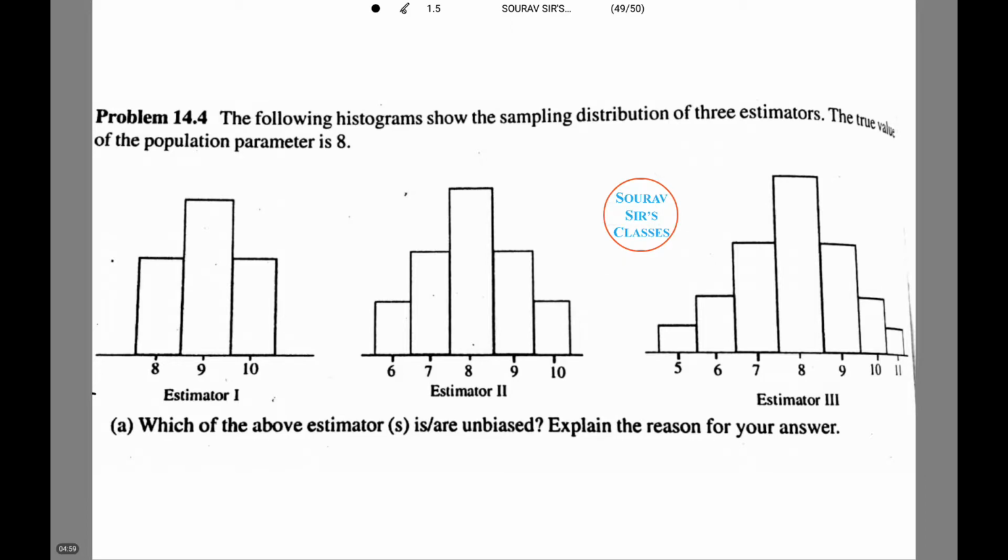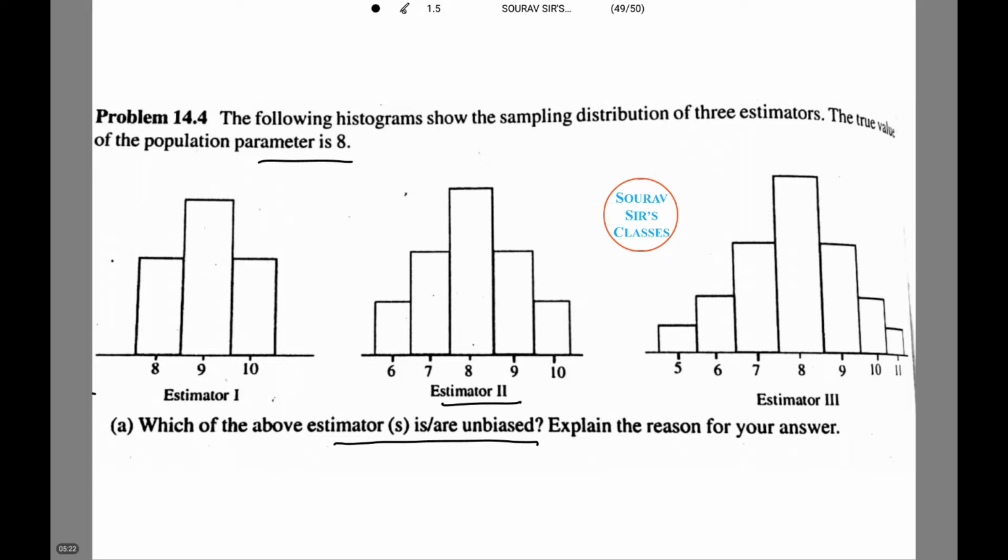Now in the next question, the following histogram shows the sampling distribution of three estimators. The true value of the population parameter is given as 8. We need to figure out which of the above estimators are or is unbiased. Let's see.